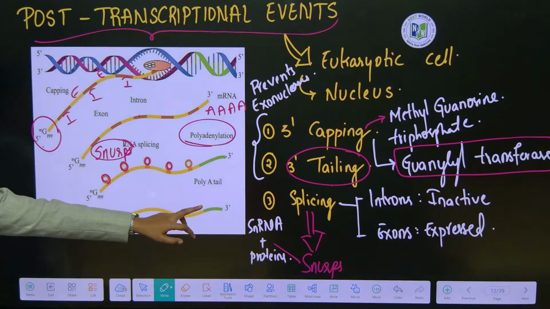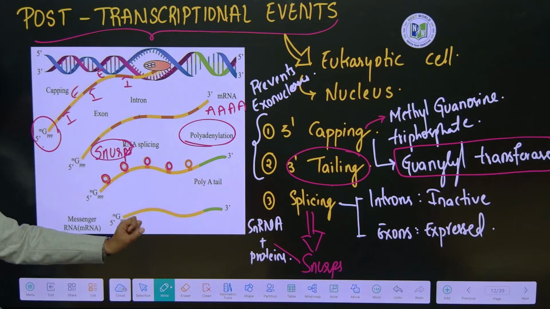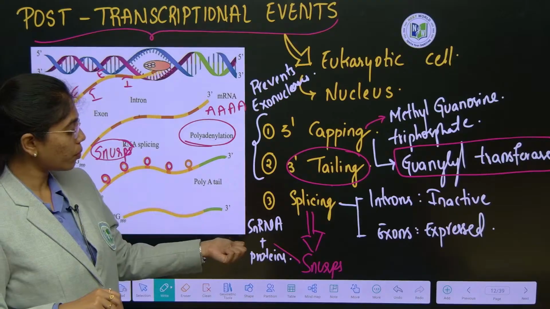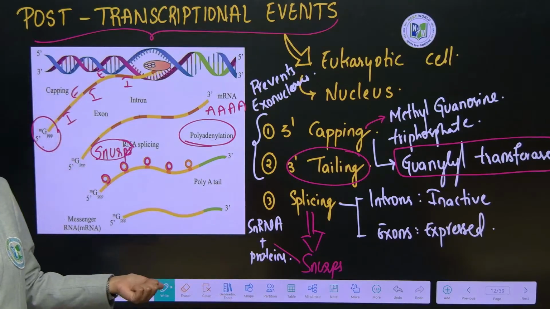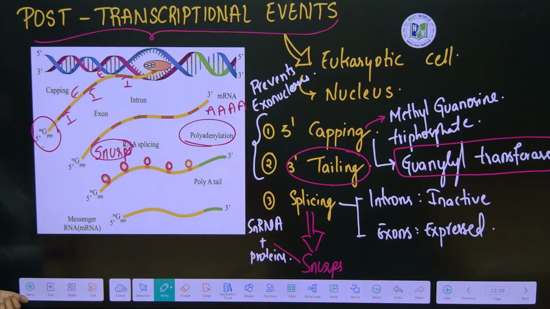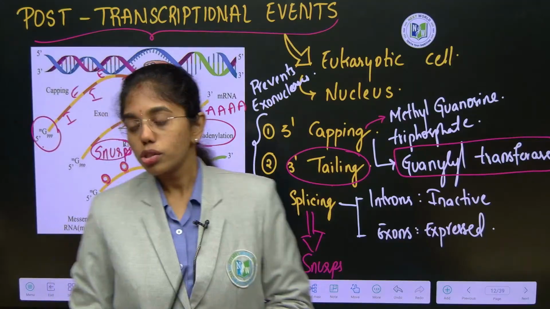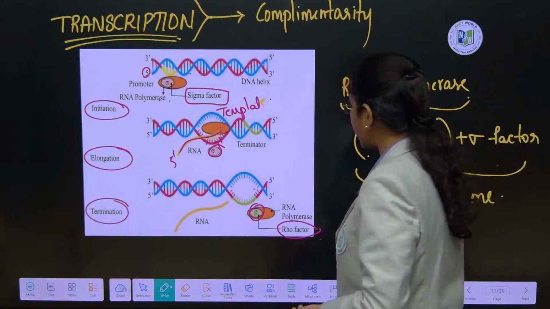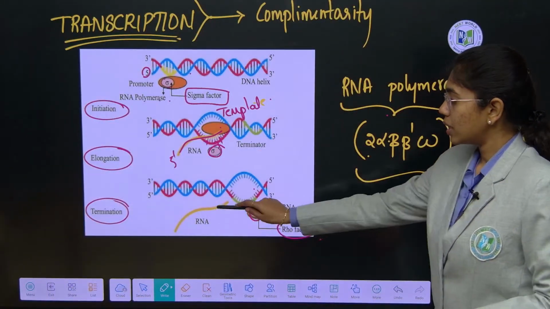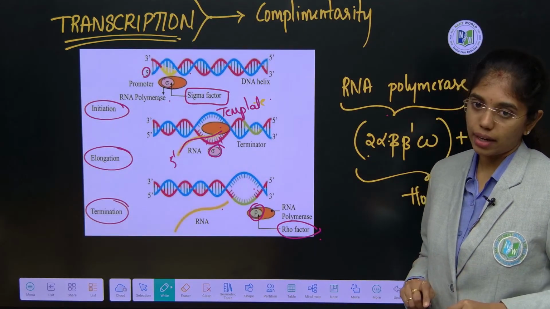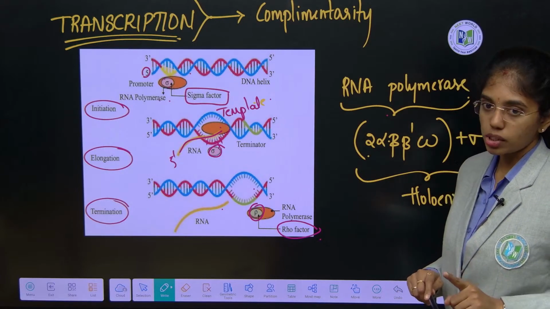And next is splicing. Splicing is the removal of intron sequences. Intron sequences are inactive sequences. They will be removed by snRNPs, snRNA and proteins. Clear? Any doubt till here? So all these post-transcriptional events, where are they happening? Inside the eukaryote. The first synthesized RNA immediately after transcription is known as hnRNA, that is heterogeneous nuclear RNA, which has intron and exon sequences.